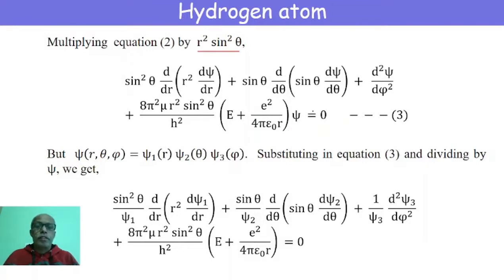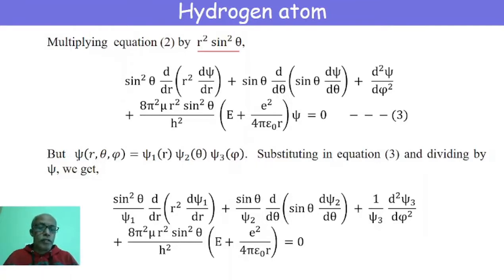But this wave function psi is a function of r, theta, phi. It is a function of spherical coordinates. Before applying spherical coordinates, the wave function was a function of x and t or r and t. Now it is a function of r, theta, phi, and this can be written as psi1, a function of r only, psi2, a function of theta only, and psi3, a function of phi only.